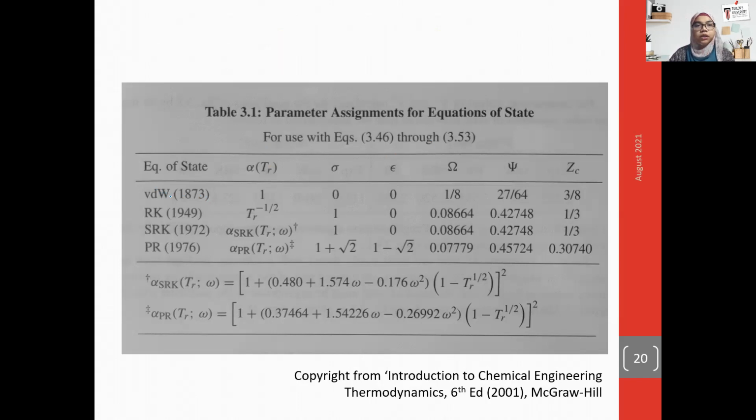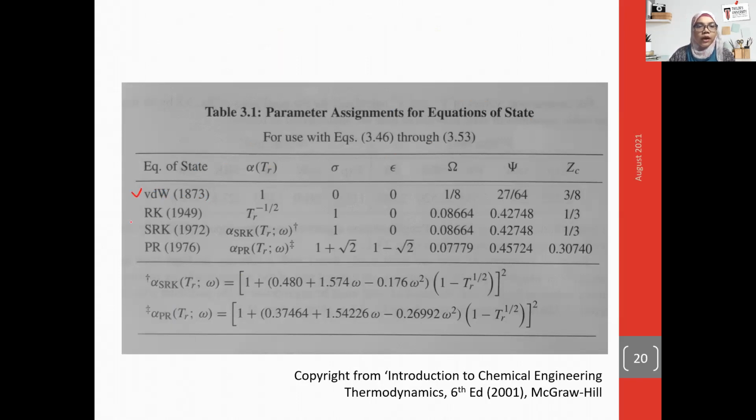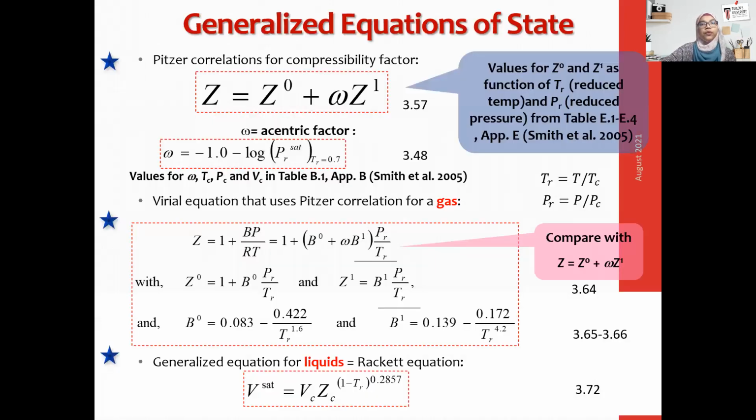the parameters here will be described based on the equations of state that I mentioned previously. We have van der Waals, we have Redlich-Kwong, and then we have SRK and Peng-Robinson. So the value, or the constant, here differs for each equation. I think it will be clearer if we take a look at an example later. So let's move to the generalized equation.